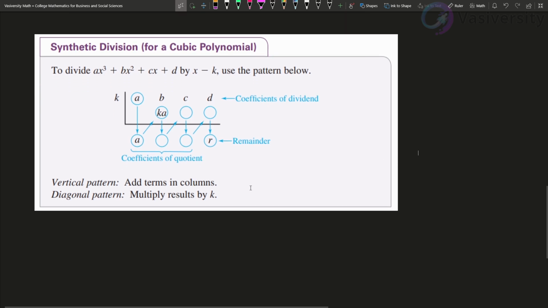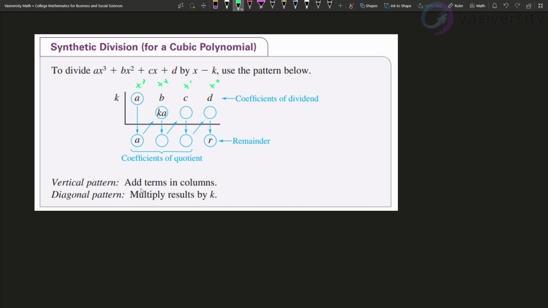So let's say we're trying to divide ax cubed plus bx squared plus cx plus d by x minus k. So we're going to be using this pattern below. We write down the coefficients in order of powers, right? We have x cubed, x squared, x to the 1, and x to the 0. And then we take down the coefficient a, multiply by k, and add them.